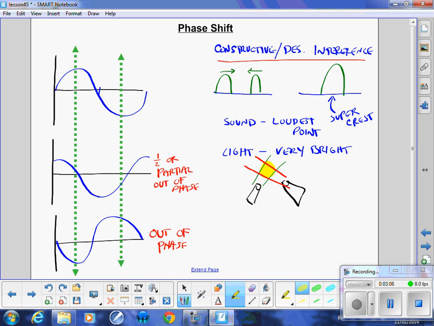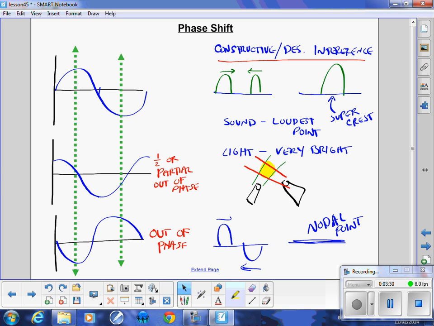Okay. Destructive interference then down below. We have a crest, a trough. We end up with a nodal point. All right, so the waves cancel out or destroy each other, I guess you'd say. Well, destroy is not really the right word because they do continue on afterwards.